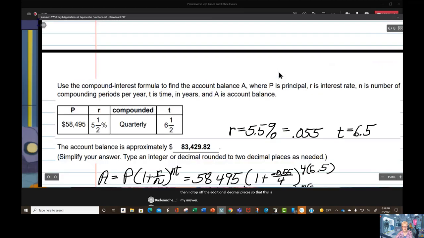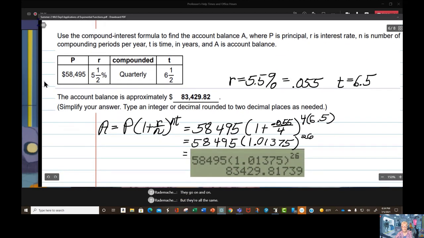They go on and on, but they're all the same. Here your principal is $58,495. The interest rate is 5.5%. Compounded quarterly. Well, but that is the most common compounding period in real life. And the time is 6.5 years.